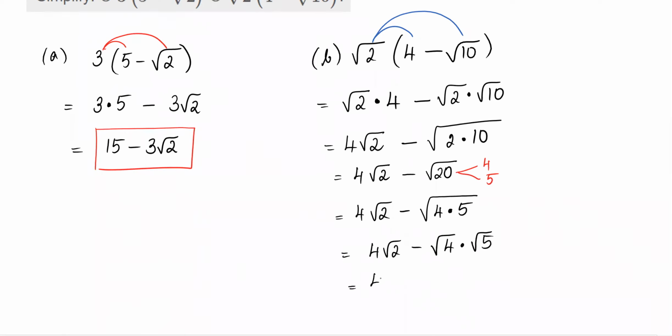Okay, so 4 root 2, you can see that the 4 root 2 is just tagging along. There is no work there. All action is on the second term. And square root of 4 is 2, root 5.